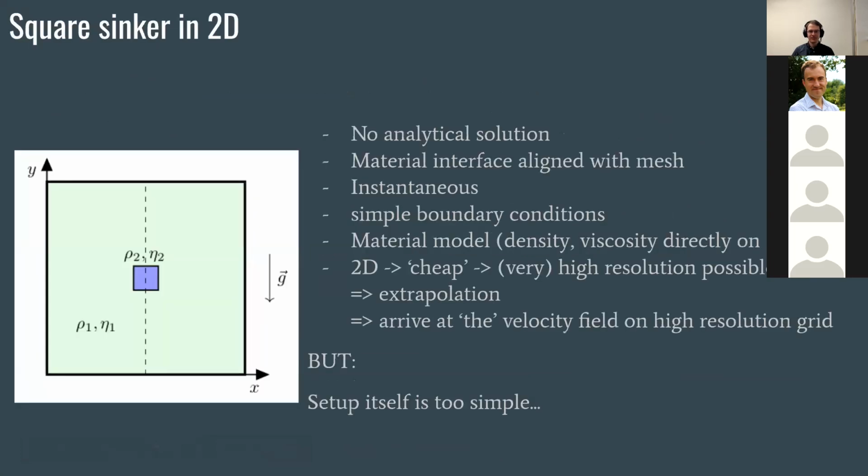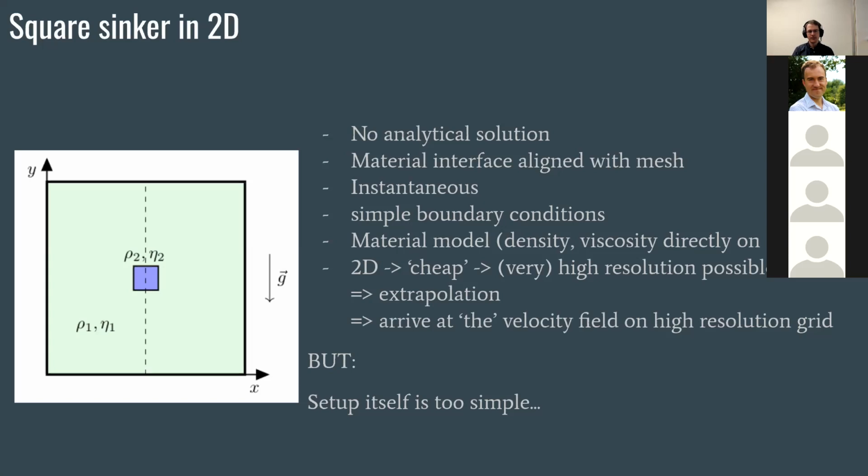I could start very easily by saying, okay, well, let's take a 2D problem. We have a square sinker in a model in the middle. There is no analytical solution for this. We have the material interface that is aligned with the mesh. It's instantaneous, simple boundary conditions. Think free slip, no slip, that sort of thing. Material model I can write just to do this. It's 2D, so it's cheap. I can use very, very high resolution. By means of extrapolation, I could actually arrive at, quote unquote, the velocity field on high resolution grids. But let's face it, it's a bit too simple and nothing moves.